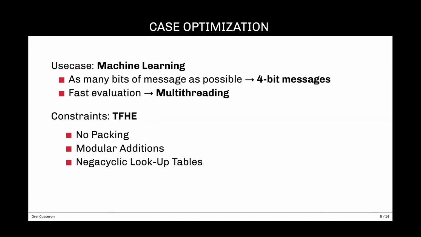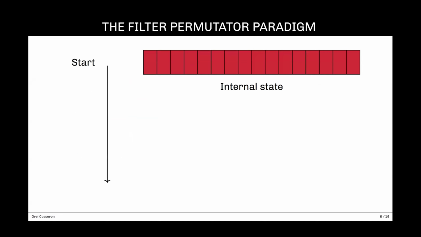And for the fast evaluation, we made it so that our crypto system will be easy to evaluate on multiple threads at the same time. And regarding the constraints caused by TFHE, we just chose to call them a toolbox instead of constraints, and we used them to design the scheme. So now let's dive into how our scheme is done.